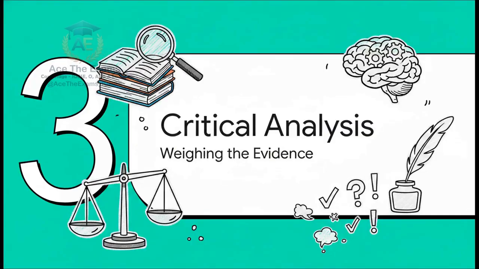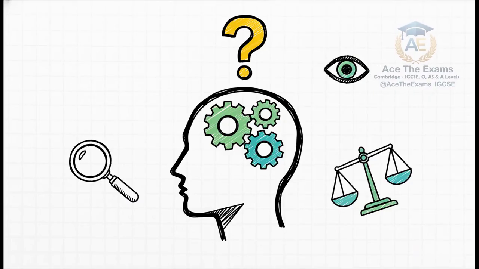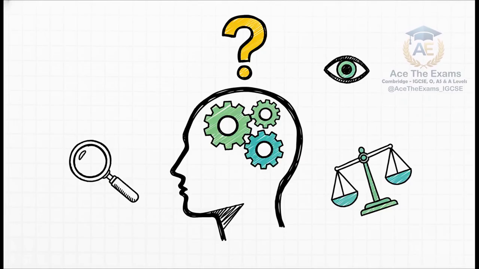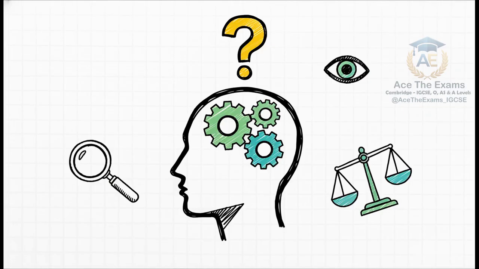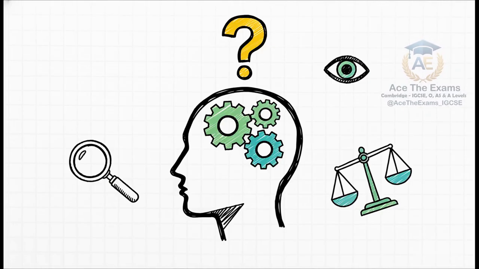Section 3. Advanced critical analysis. Weighing the evidence. Now, what's really interesting about evaluation at this level is that top scorers relentlessly question assumptions. They never just accept the text at face value. They act like top-tier prosecutors. They identify limitations in an argument.